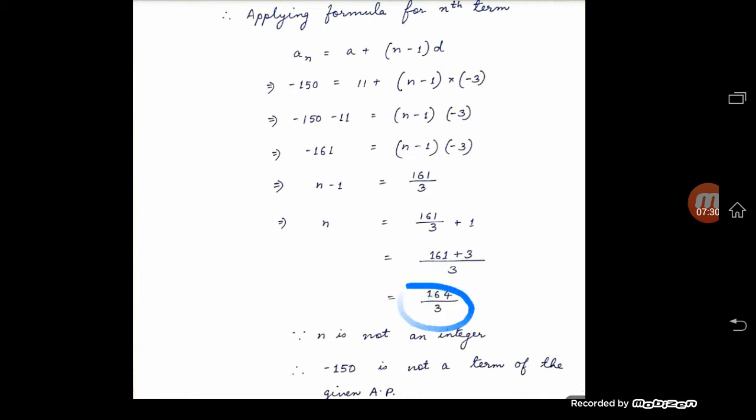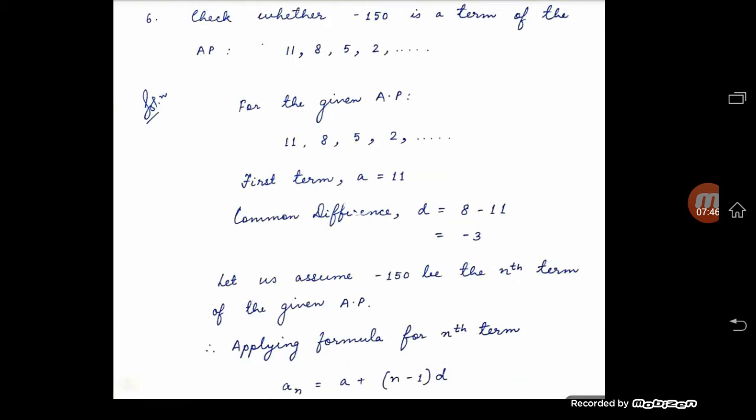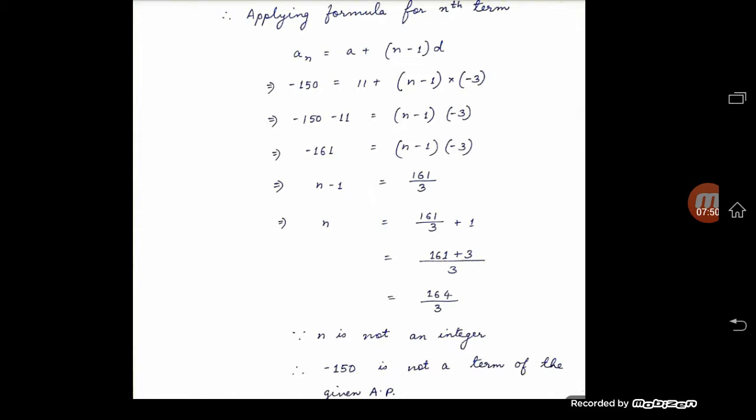not an integer. So since n is not an integer, we cannot say that minus 150 is a term of this AP. So we have got minus 150 is not a term of this AP. Hence, we can say in the question that this minus 150 is not a term of this AP since n is not an integer. Let us go to the next question.